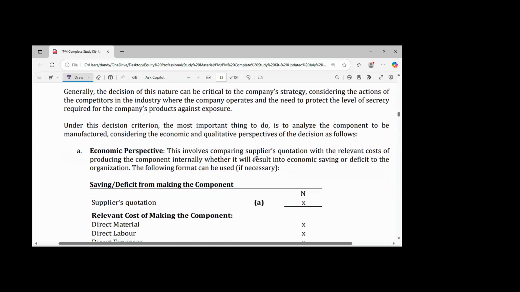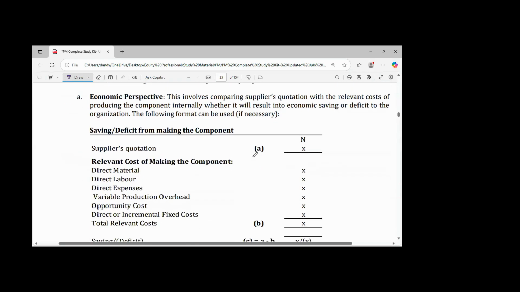So how are you supposed to do this? Of course, at all times, the examiner will surely give you the supplier's quotation. You will see it there in the question. Then you compare this with the relevant cost of making. Under the relevant cost of making, you go to the question.